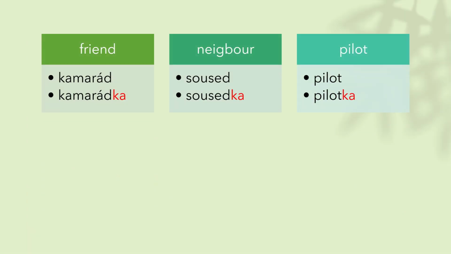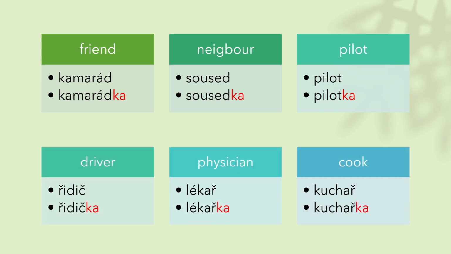There are many other nouns that are created in a similar way. Let's look at some of them. For example, friend, kamarad, the male version, and kamaradka, the female friend. Neighbor, soused, the male version, and the female version, sousedka.